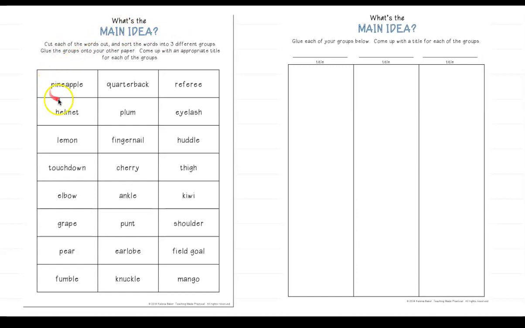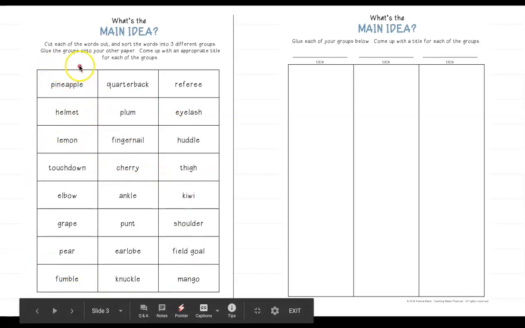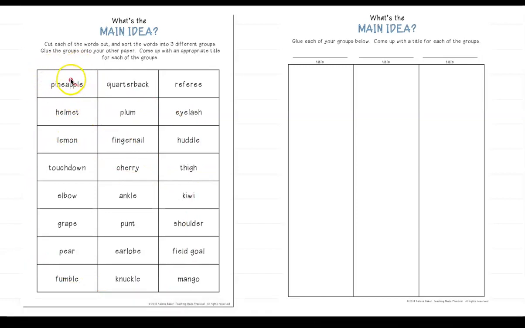I'm going to look at this first one here, and it's a pineapple. And what I'm going to do is look and see if anything in this list matches up with it or has something in common with it. So helmet. Pineapple and helmet, no, they don't have anything in common. Lemon. Well, they can both be a little bit sour, but they are also both fruits. Then I have a grape and a pear.